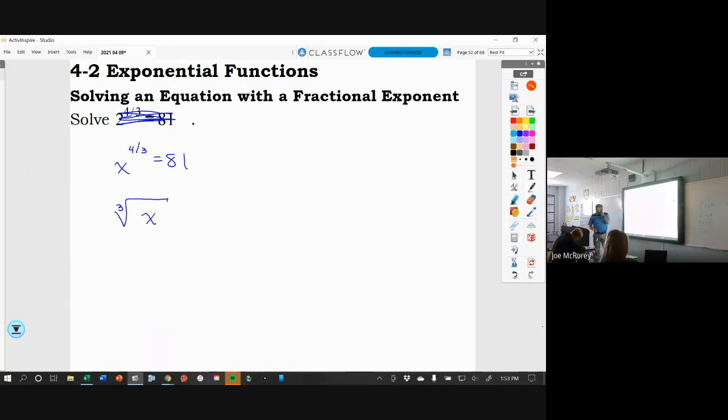Now, I could put the 4th power in one of two places. I could put the 4 on the inside of the radical, or I could put it on the outside. Since I'm trying to solve for x, I'm going to put it on the outside. I need to get x by itself. I need to make the cube root go away. I need to make the 4th power go away. First thing I would want to do is get rid of the 4th power. How do you get rid of a 4th power? You take the 4th root.